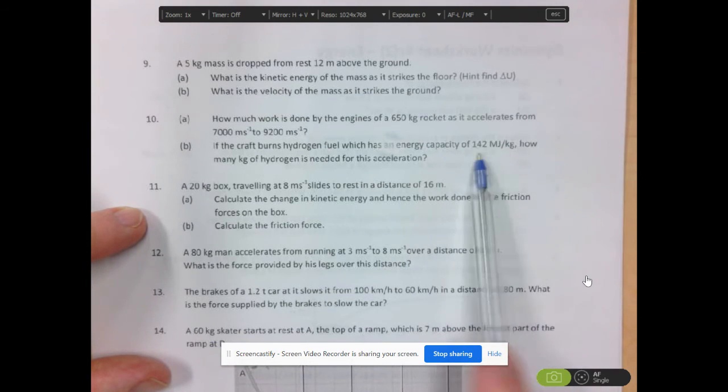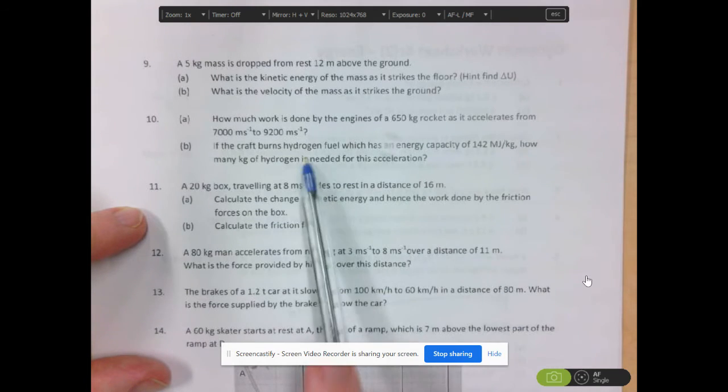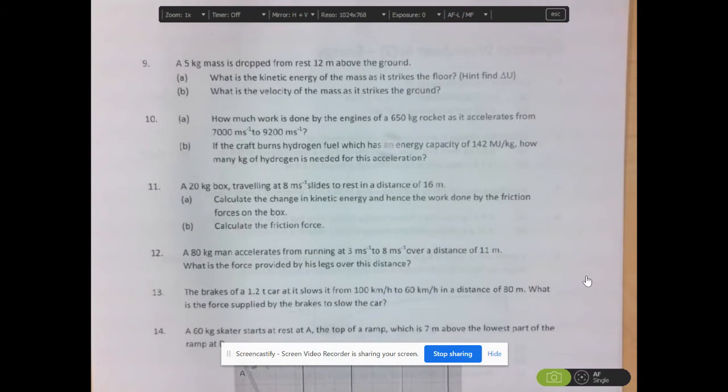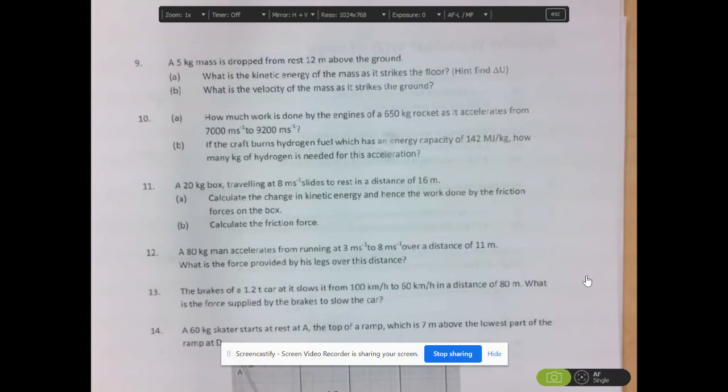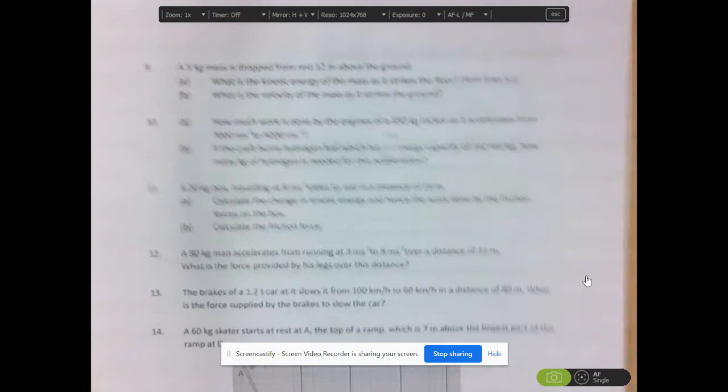The second part of the question always causes problems because it's about the energy capacity of hydrogen here. So let's work it through. So we need question 10 to be done first. So let's just quickly do question 10a.